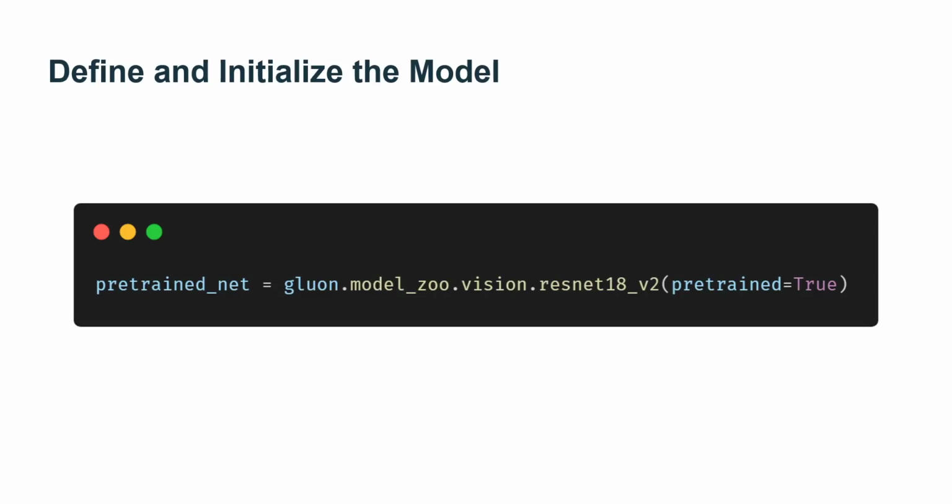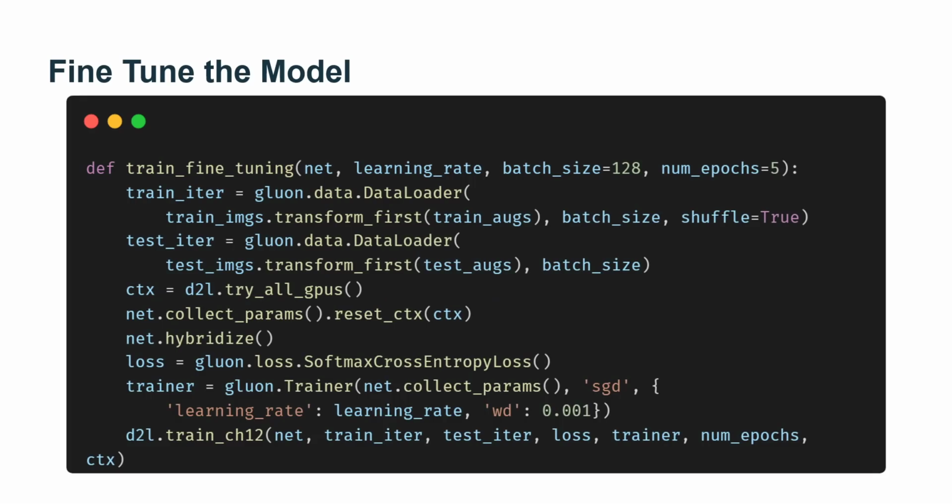We use ResNet-18, which was pre-trained on the ImageNet dataset, as the source model, with pretrained equal to True to automatically download and load the pre-trained model parameters. The first time they are used, the model parameters need to be downloaded from the internet. We first define a training function, train_fine_tuning, that is used for fine-tuning so it can be called multiple times.